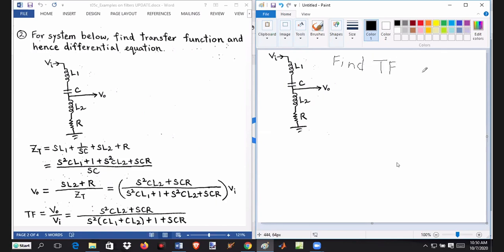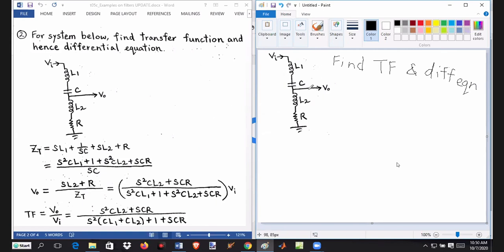Transfer function and differential equation. Two things are, you cannot find the differential equation first. It won't work. You must find the transfer function first and then find the differential equation. Now, how to do it?